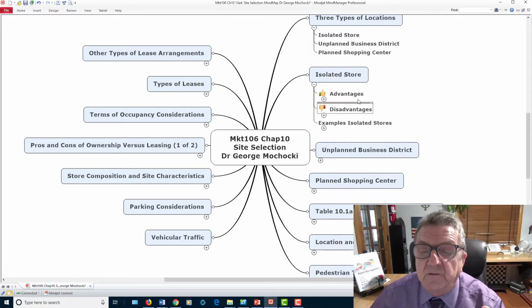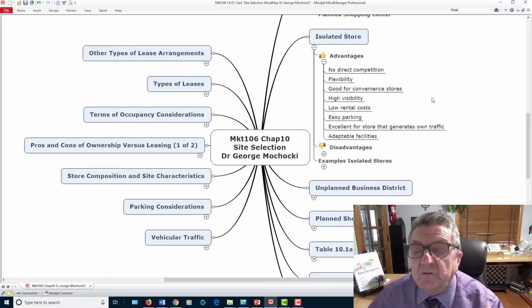Let's go with the isolated store. Some of the advantages of an isolated store: no direct competition, good visibility, low rental costs, just out of nowhere. People say, sure, you could rent, you could adapt your facilities, unless you're a restaurant.